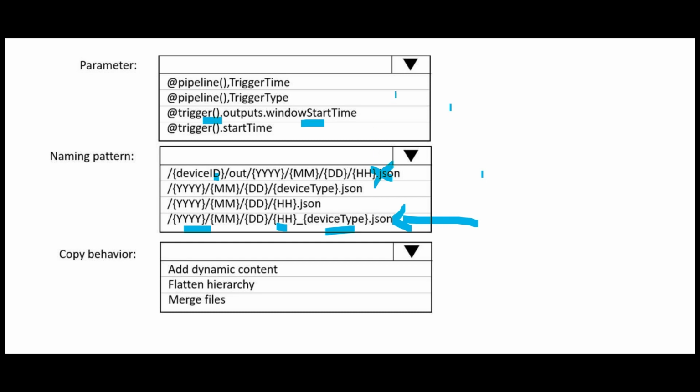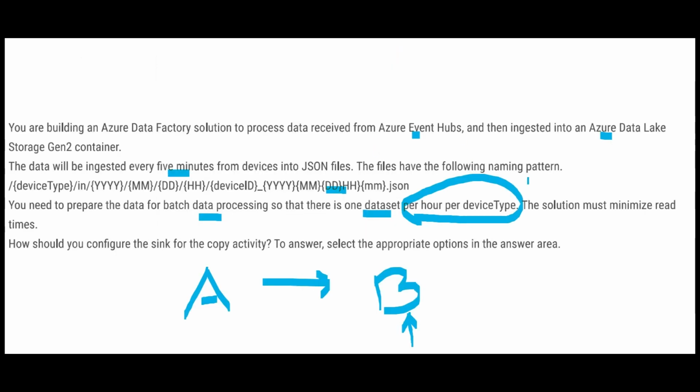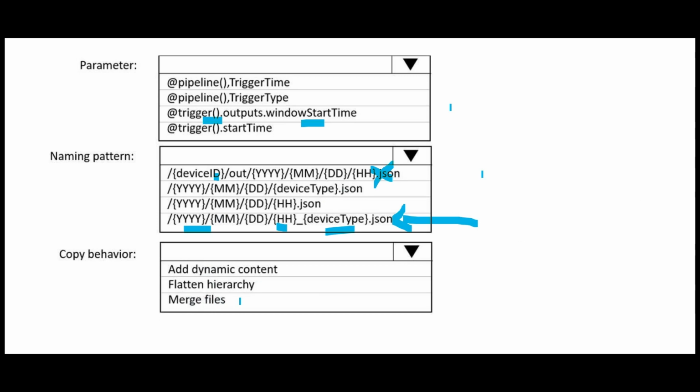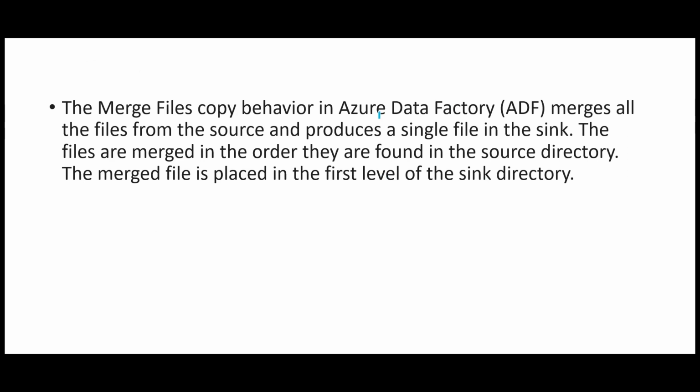And copy behavior, what will you use? Since you have to send one data set per hour per device, you will merge the files. So flatten hierarchy will not work here. Why do we use flatten hierarchy? Because suppose we have a JSON document with a structure, and we have to read it and put it in a database. Then in that case we use flatten. The merge copy behavior will merge all the files from the source and produce a single file in the sink. What is sink? Sink is the target, nothing but the target.